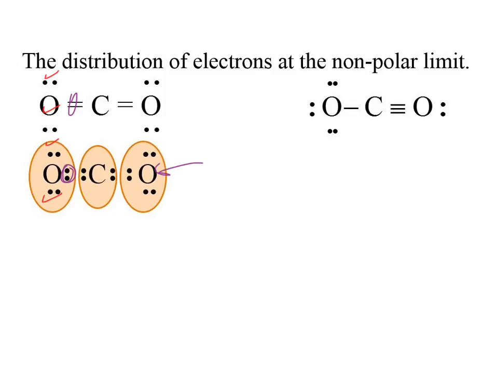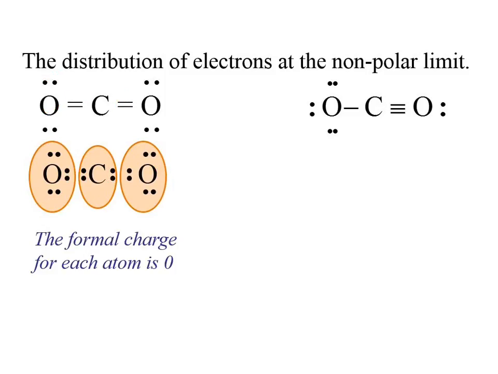Carbon has no lone pair electrons, but carbon has half of these 4 electrons and half of these 4 electrons. So carbon has 4. So if we go to the periodic table, the oxygens are 6A, so they have 6 minus 6. So they're both 0. Carbon is 4A, so 4 from the periodic table minus 4 is 0.